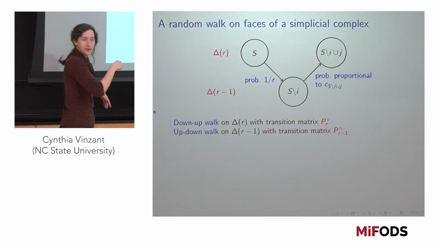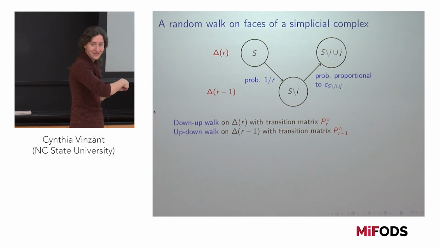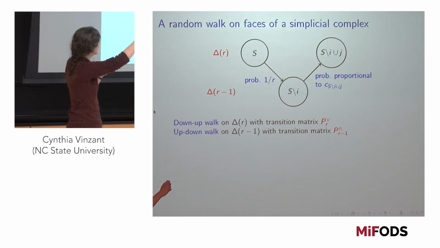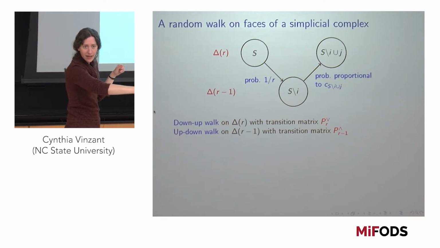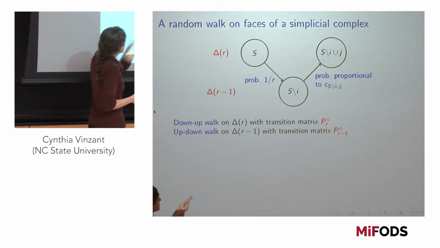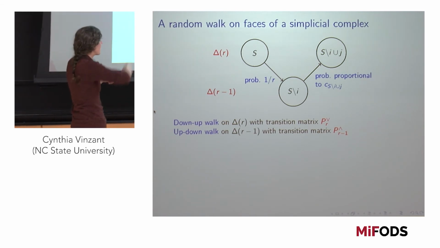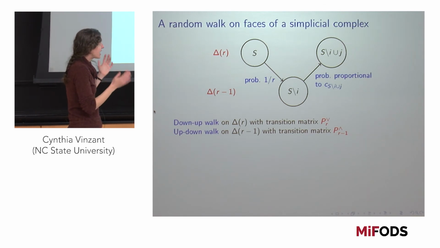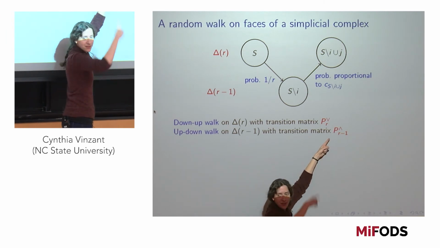I could do the reverse, where I start with a subset of size r minus 1. I could add an element to it using these probabilities, and then I could delete an element uniformly at random. And this will give me a random walk on the subsets of size r minus 1, which I'll call the up-down walk. Add an element, throw an element away. And this has some potentially very large transition matrix, which I'll denote this way, up, down.